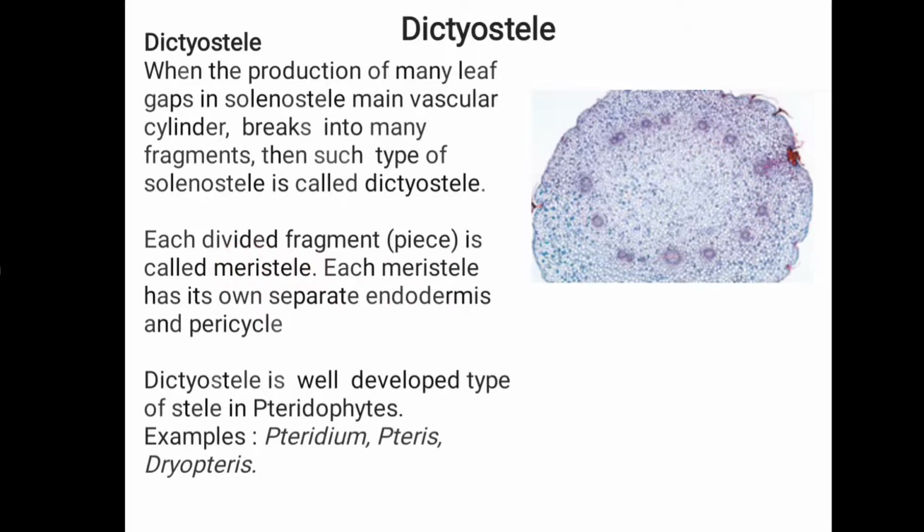Each meristele is often separated by endodermis and pericycle. In this single meristele, the endodermis and pericycle are both present.